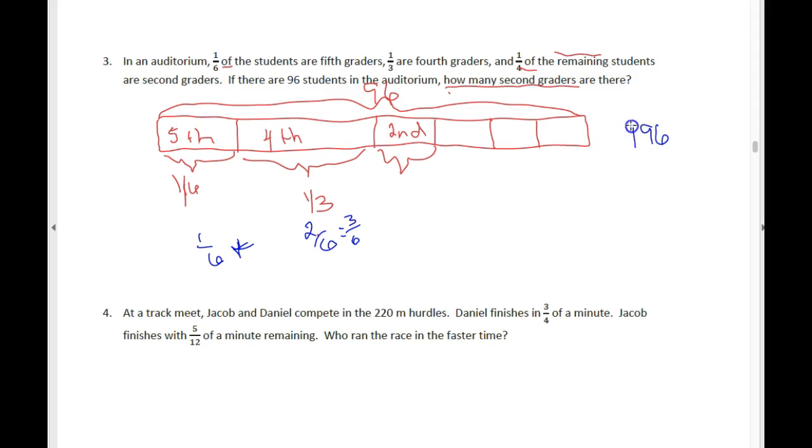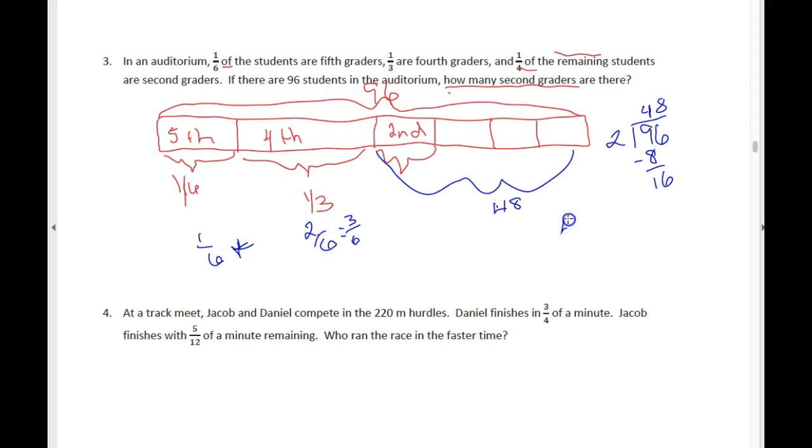96 divided by 2, and I know 2 times 4 gets me 8. Find the difference is a 1. 2 goes into 16. I know 2 times 8 gets me 16. So that's telling me right here that this part, the remaining students all together, happens to be 48 students total. Now let's figure out what 1/4 of this is.